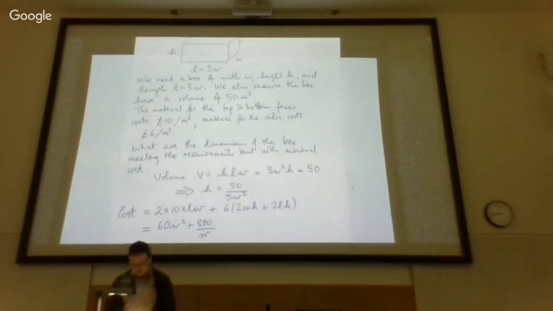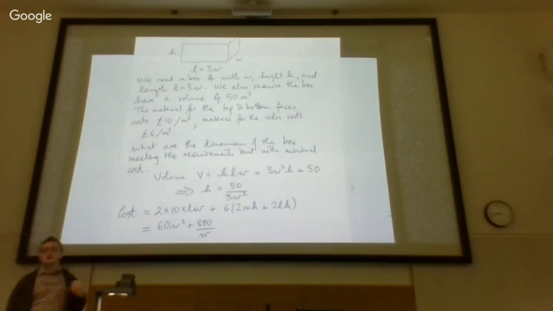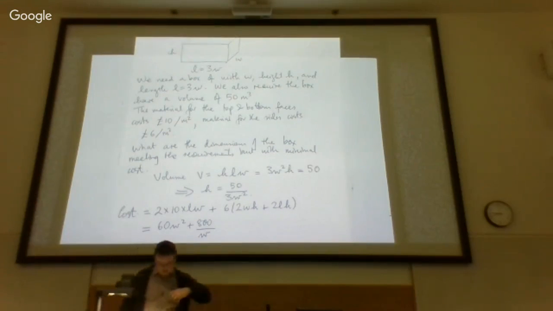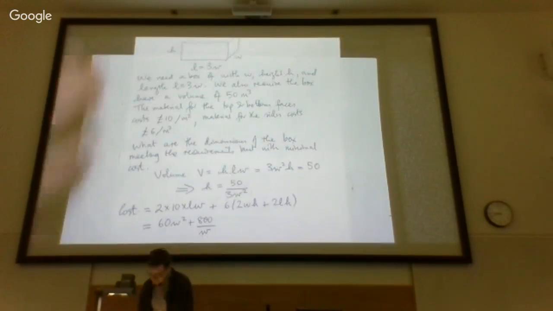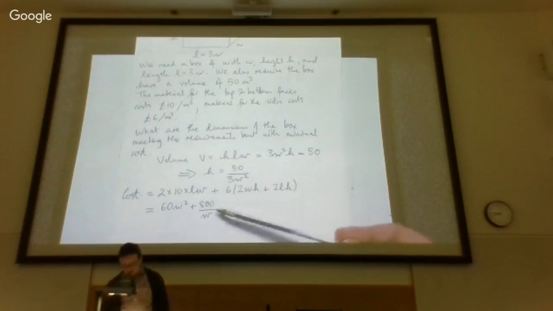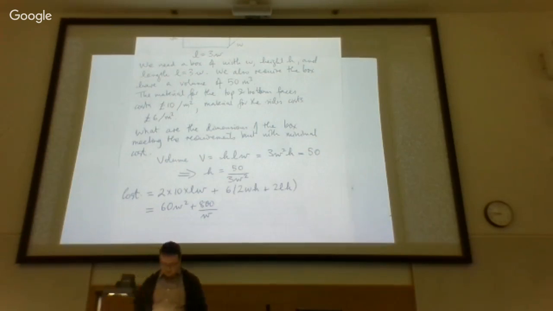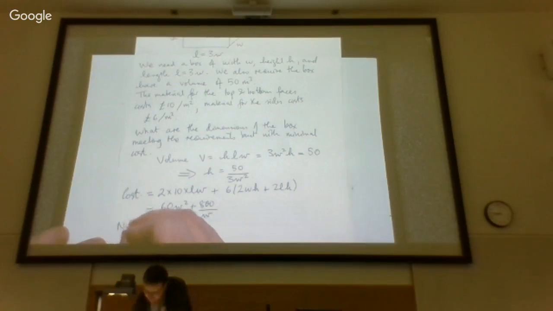So if we want to minimize the cost, we can now use this idea of finding its stationary point, using the first derivative. I skipped over the algebra to get to the cost function, but it's just basic algebra of substituting 3 times w for L, and for h substituting 50 over 3 w squared. So now we seek the stationary points of cost.